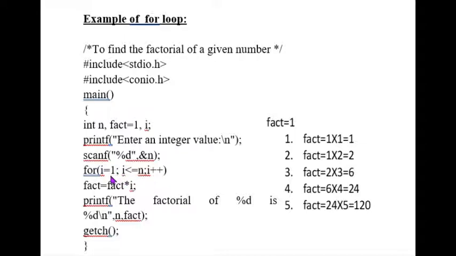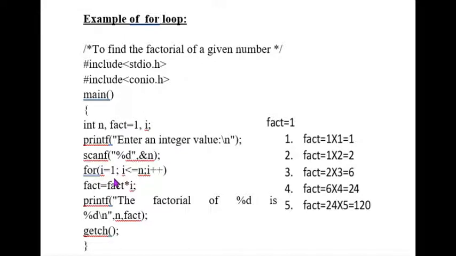Say if i starts from 1, in the first iteration the value of i will be 1, in the second iteration the value of i will be 2, after the third iteration the value of i will be 3, and so on, and it will go up to n. Say we want to find out the factorial of 5, then the i value will go up to n, that is 1, 2, 3, 4 and 5.